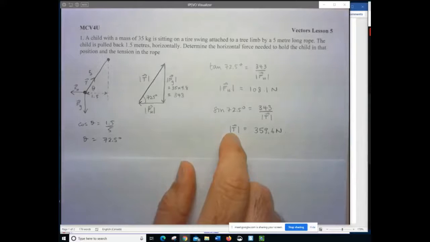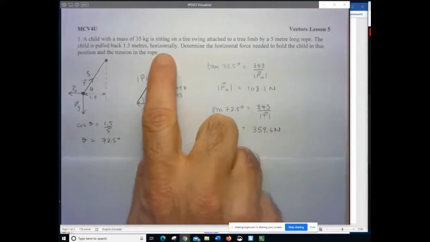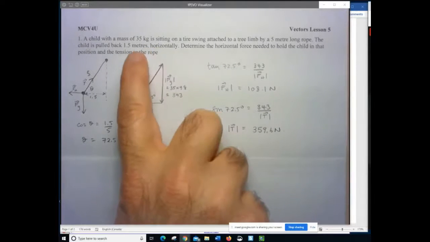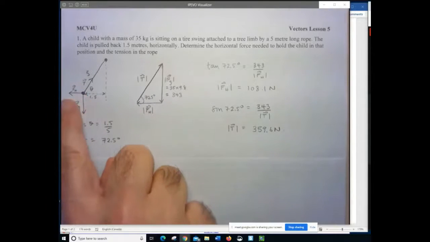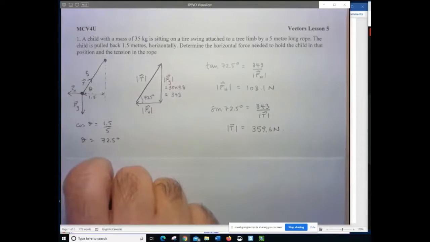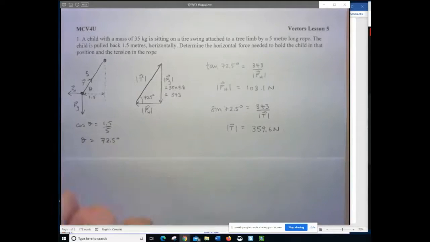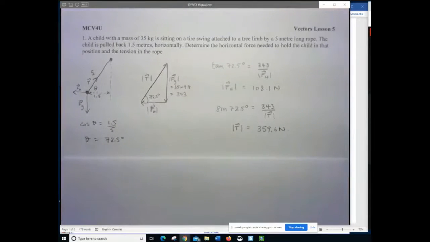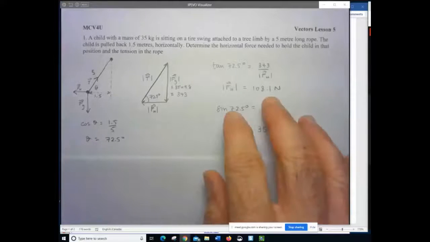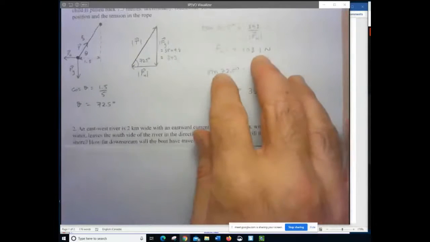I guess in this case here, is it the same for the horizontal force? Yeah, same thing, because the direction was already clearly given in the question, that it was being pushed backwards horizontally. Okay. All right. So again, fairly typical type of question where you're working with something that's in equilibrium. Let's take a look at the next question.